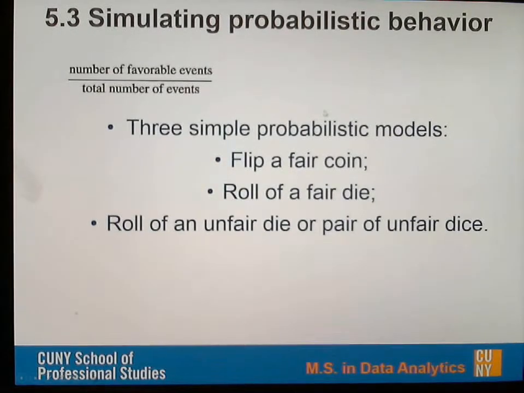So, fitting probabilistic behavior. Three simple probabilistic models: one is flip a fair coin, the other one is roll a fair die, and also roll an unfair die or pair of unfair dice. These are some examples in the textbook. Please read.